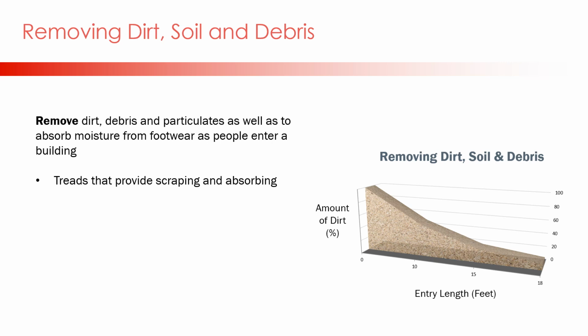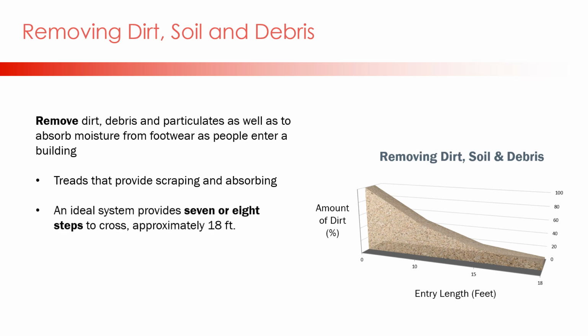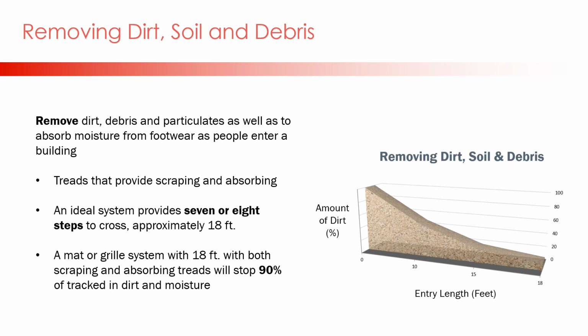Length of the system is an important consideration, as it will determine how much material is removed or absorbed from a person's feet. The longer your entrance flooring system, the more dirt and moisture you will remove. For maximum removal of dirt and debris, a system requires 7 or 8 steps to cross, approximately 18 feet in length. A system with 18 feet of mats or grilles that contains both scraping and absorbing treads will stop 90% of tracked-in dirt and moisture from entering a building.